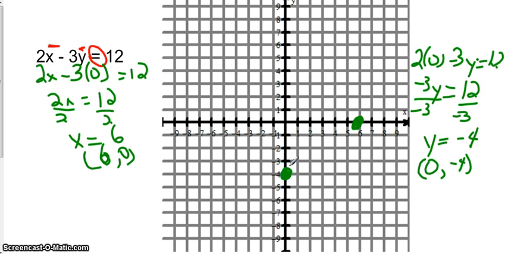And like we said previously, you only need 2 points to graph a line. I have my 2 points, and now I'm going to connect them with a straight edge. And there I've graphed an equation in standard form.